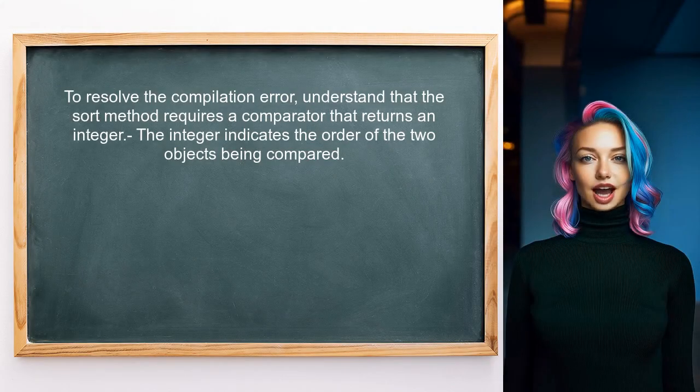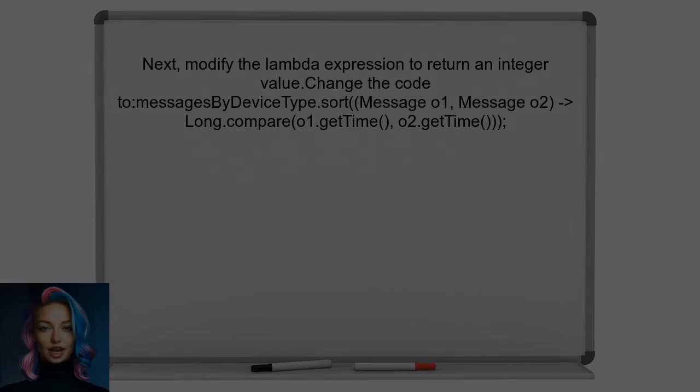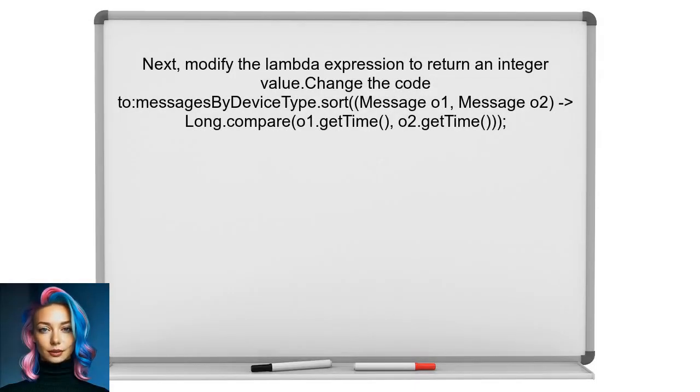To resolve the compilation error, the user should first understand that the sort method requires a comparator that returns an integer. This integer indicates the order of the two objects being compared. Next, the user needs to modify the Lambda expression to return an integer value.